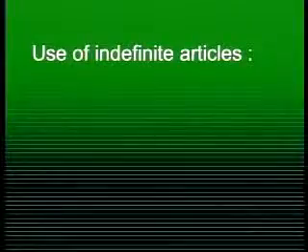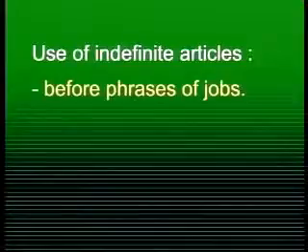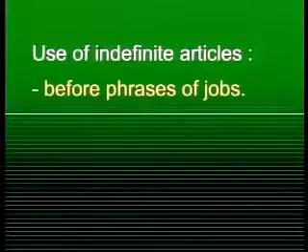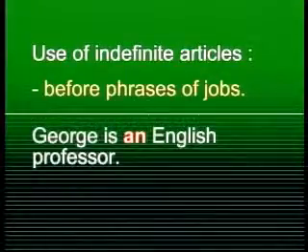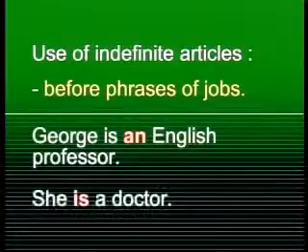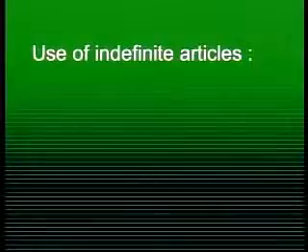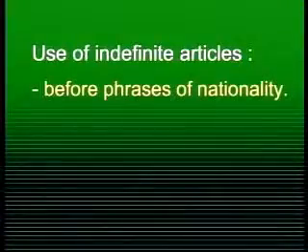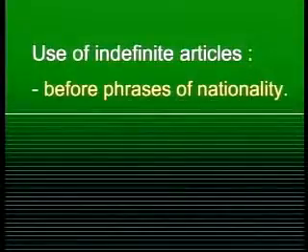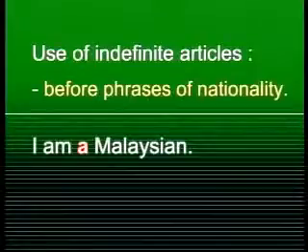Next, we use a and an when we talk about a job or profession. For example, George is an English professor. She is a doctor. When we want to indicate the nationality of a person, we use a or an before the noun. For example, I am Malaysian.